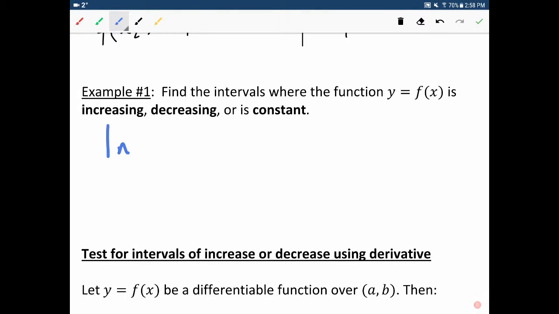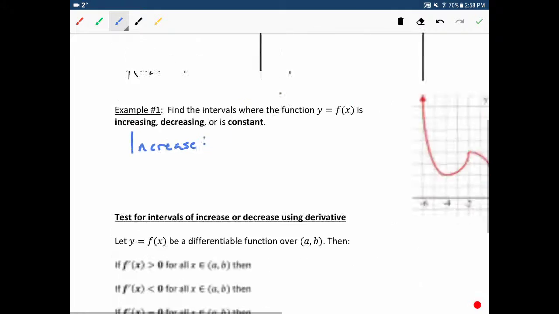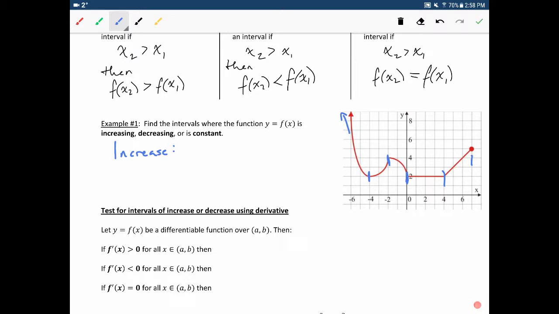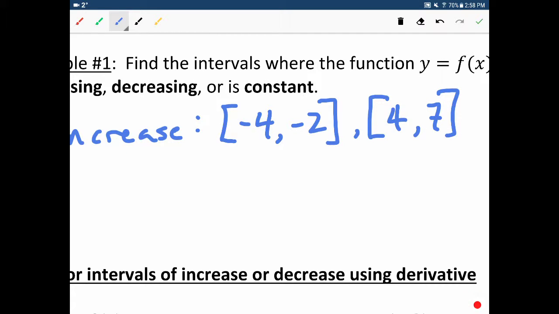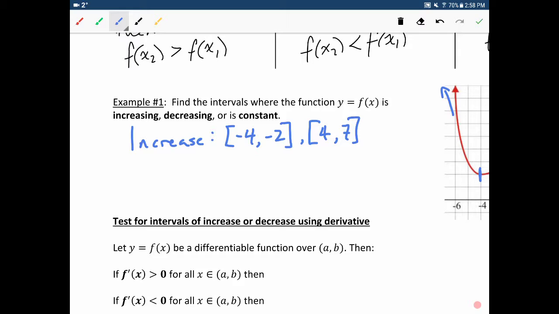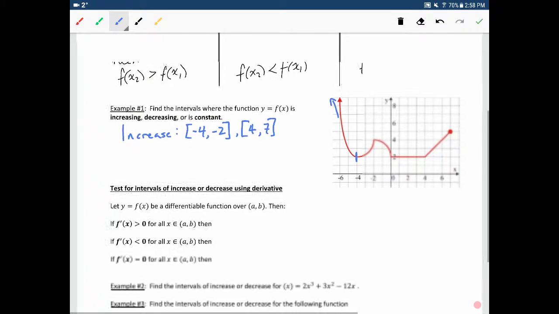Okay, so we can say increasing. The intervals of increase: you can see this part right here is increasing, and this part right here is increasing. So between -4 and -2, as well as between 4 and 7.